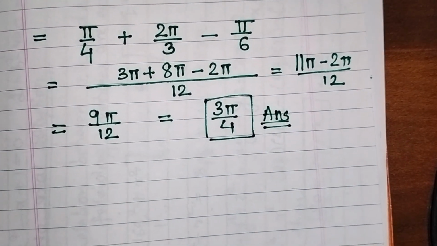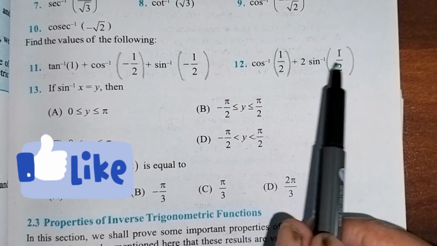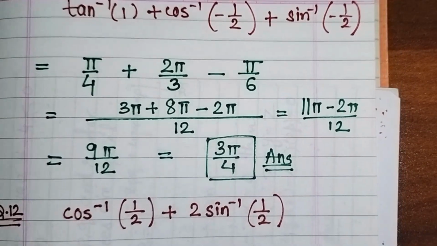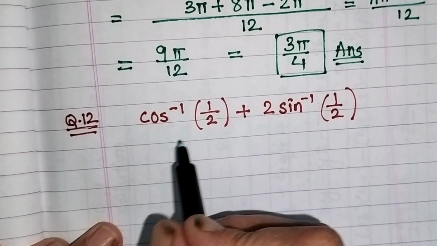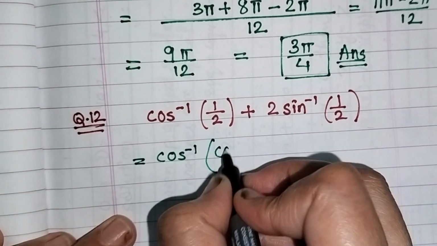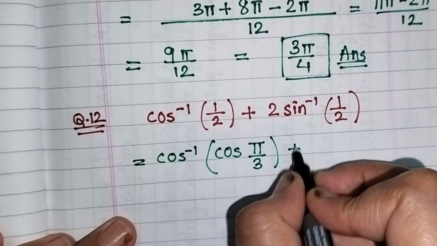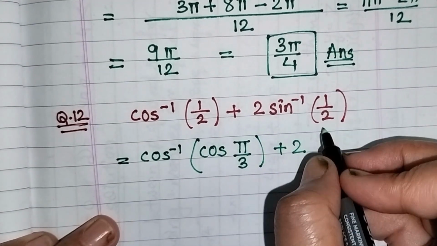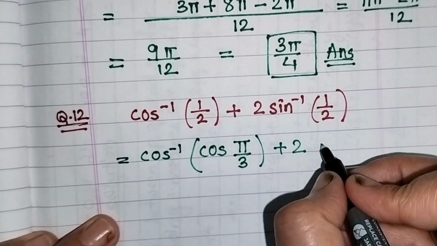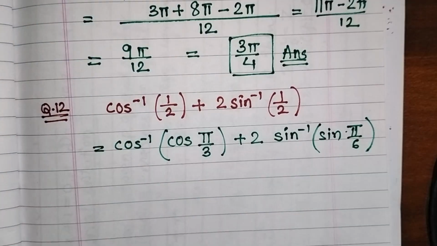Now let's see the next question, number 12. Question number 12 is cos inverse of half plus 2 sine inverse of half. Let's see the solution. Half is nothing but cos 60 degree, so cos inverse of half is pi by 3, plus 2 times sine inverse of half. Half in terms of sine is sine 30 degree, so it is sine inverse sine pi by 6.